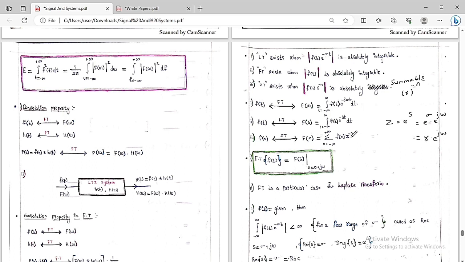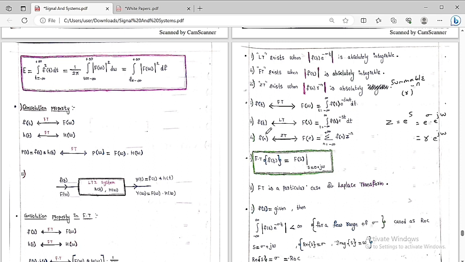So these things you always have to keep in your mind. So finally, I can say for f of t, if you are going to apply the Fourier transform, then we are going to get F of omega is equal to the integration from t equals minus infinity to plus infinity of f of t into e to the power of minus j omega t dt.